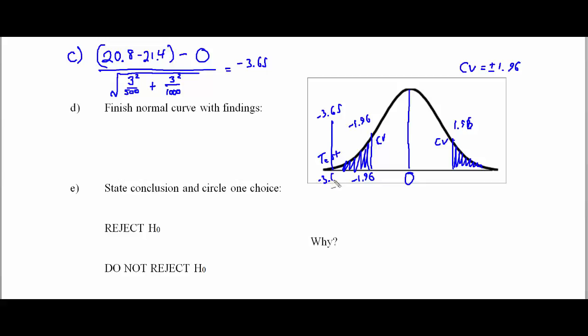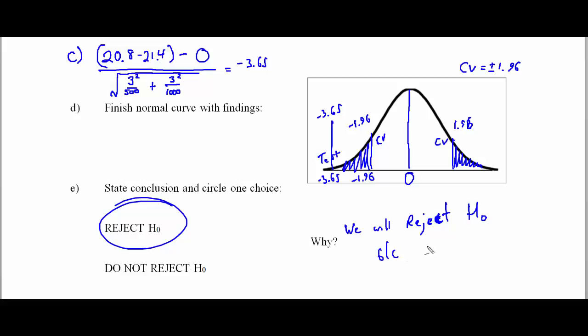They were many standard deviations below the norm, which puts us well below our target value. So since we're in the critical region, we're going to reject the null hypothesis. We will reject the null hypothesis because negative 3.65 is less than negative 1.96, and I could have flipped that around to make it work as well, if I went negative 1.96 is greater than negative 3.65.